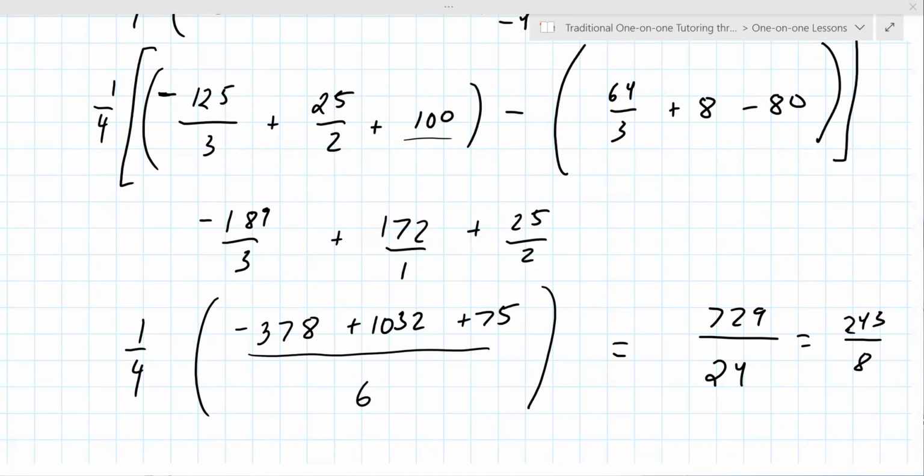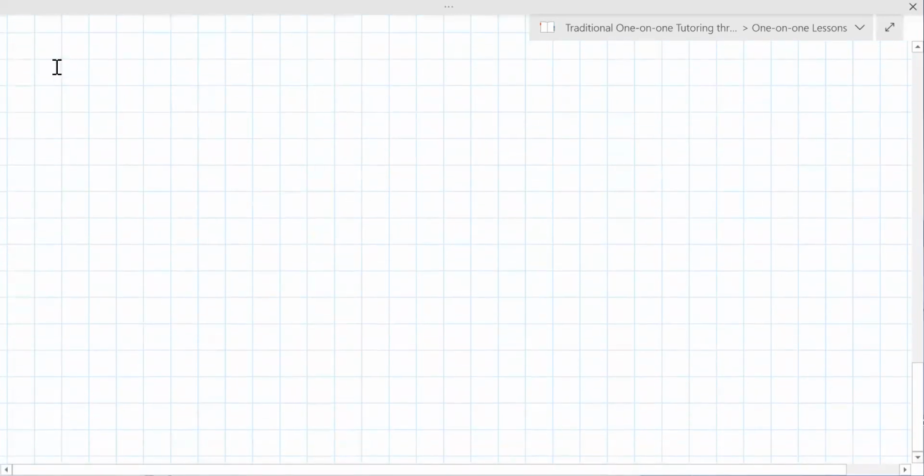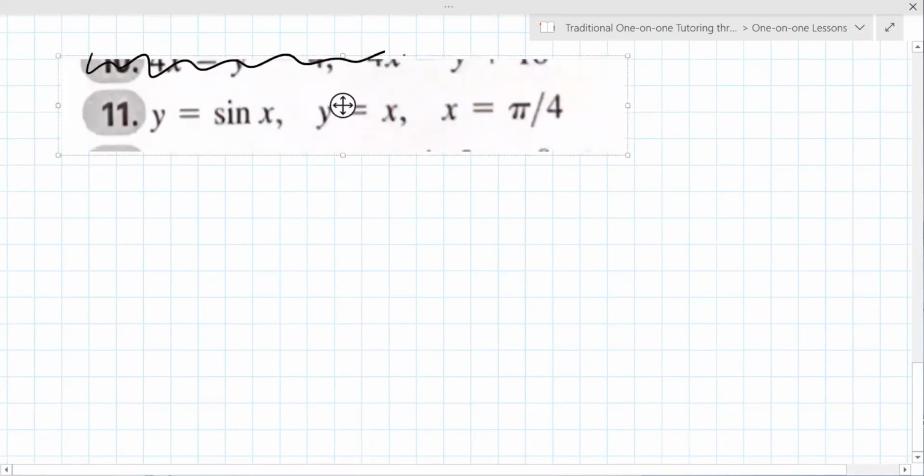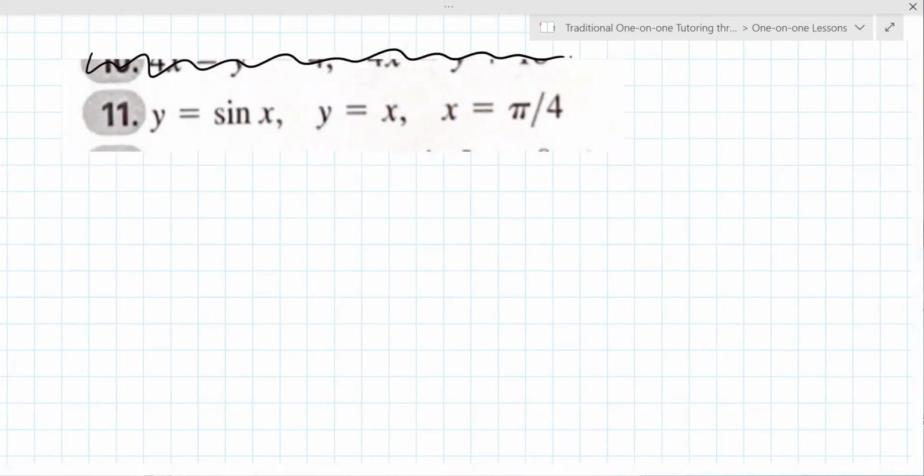So it looks like 11 is next. The same type of thing, I think. All right, so the first thing you're doing is you've got to figure out the boundary points. Okay, so that's interesting.